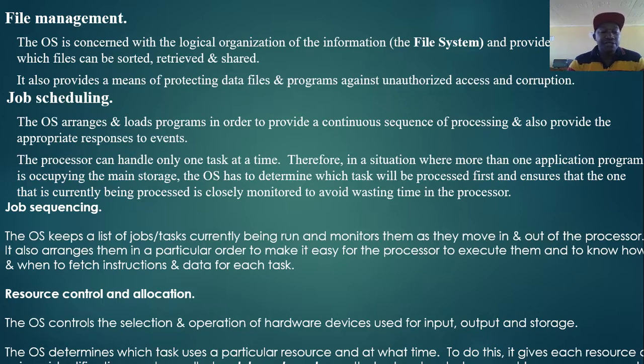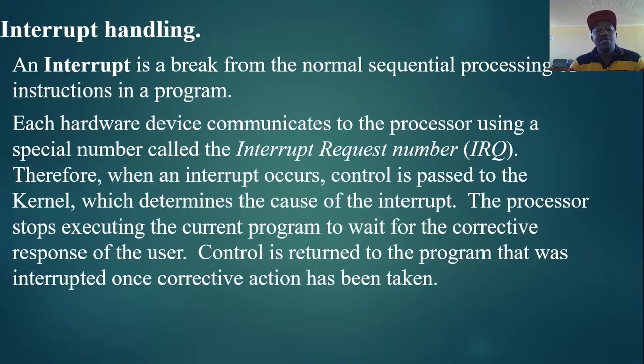Then we have resource control and allocation. The OS controls the selection of operation of hardware devices used for input, output, and storage. It determines which task uses a particular resource and at what time. So, you see here, we are talking about the OS determining which task uses a particular resource at which time. This one is now bringing us in terms of time management.